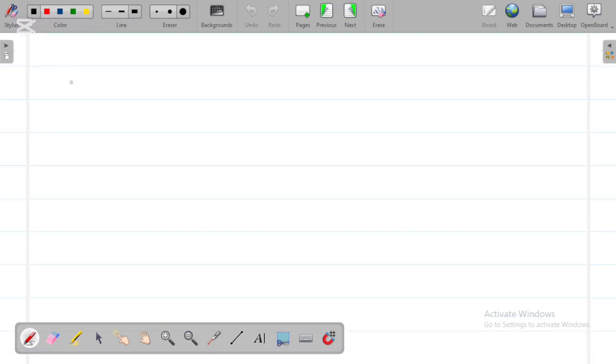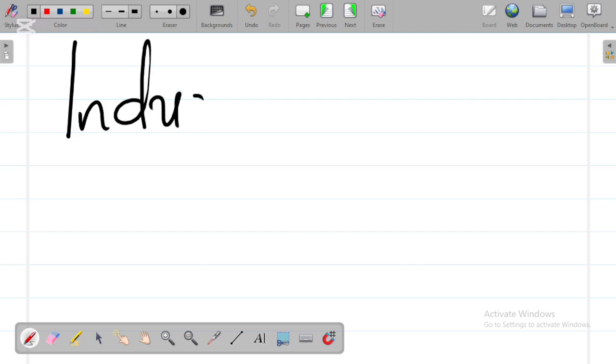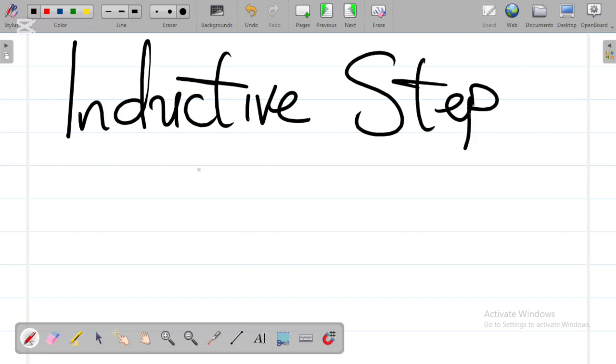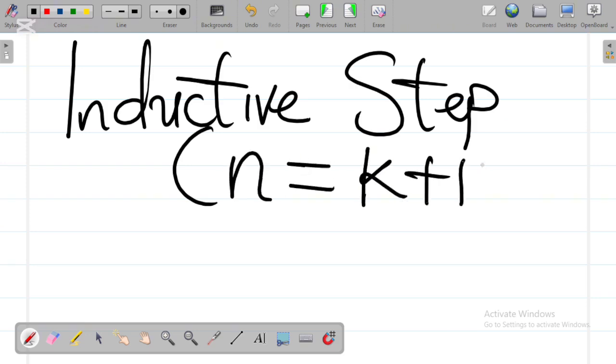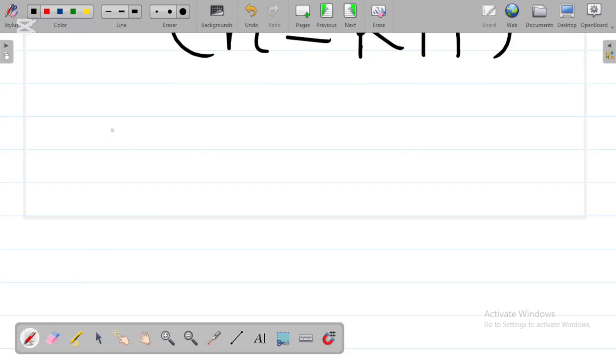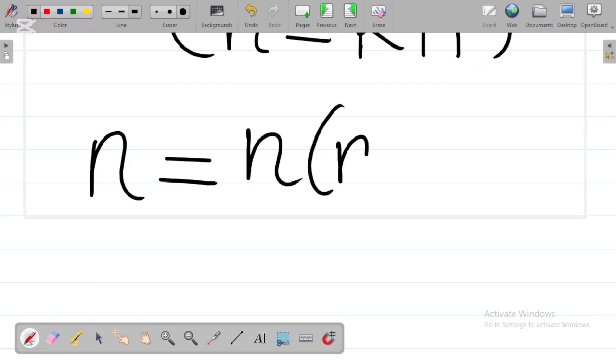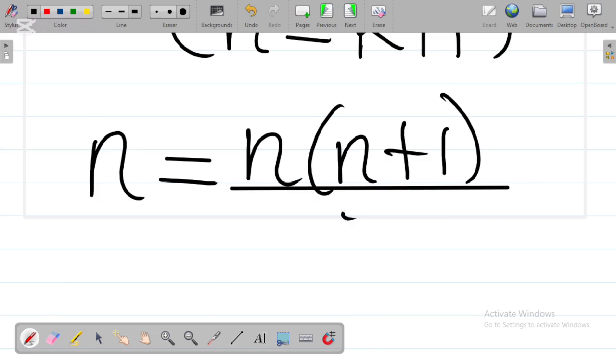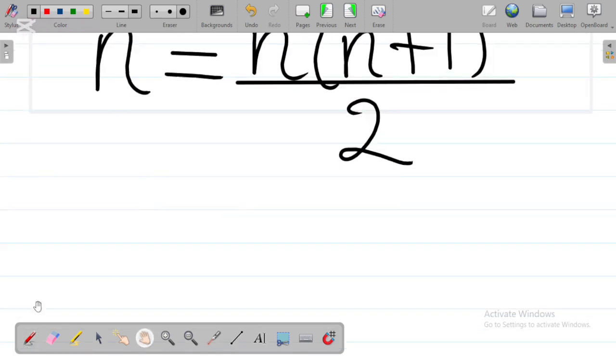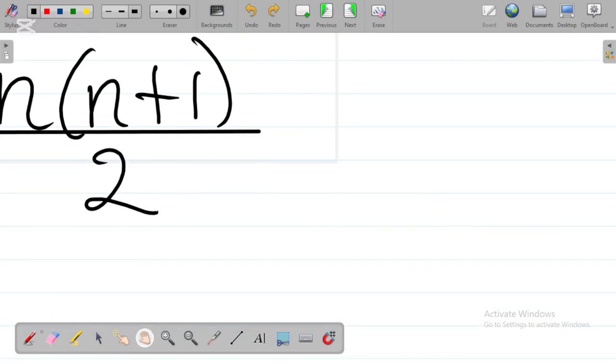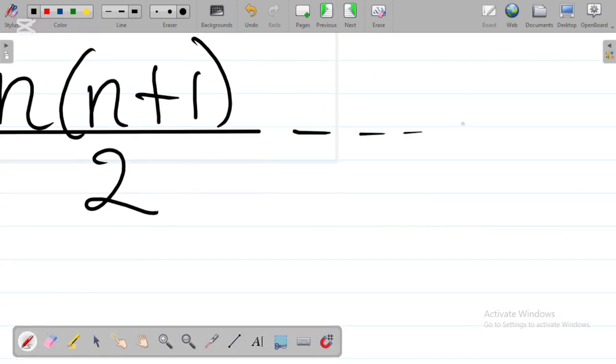All right, let's consider the third step, which is the inductive step. In the inductive step, n is equal to k plus 1. Now let's substitute into the equation. Remember that n is equal to n open bracket n plus 1 all over 2. This is the equation given in the question. All right, so let's call this equation 2.